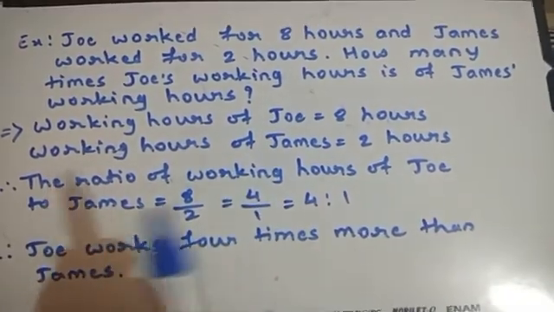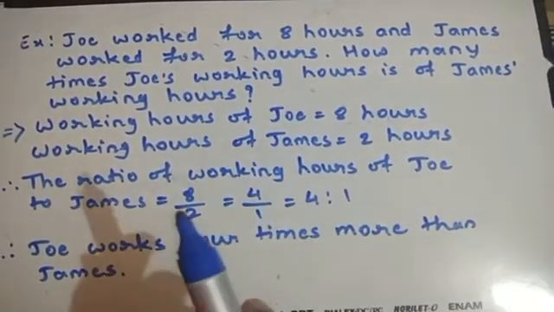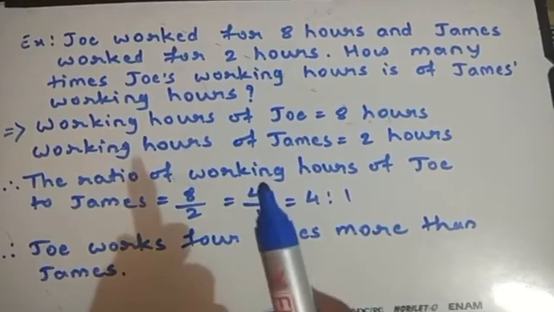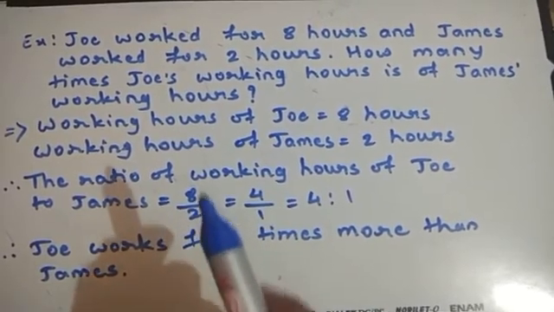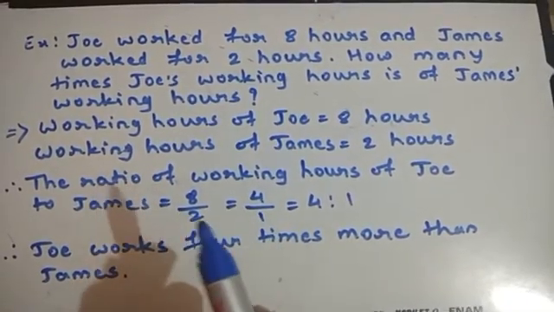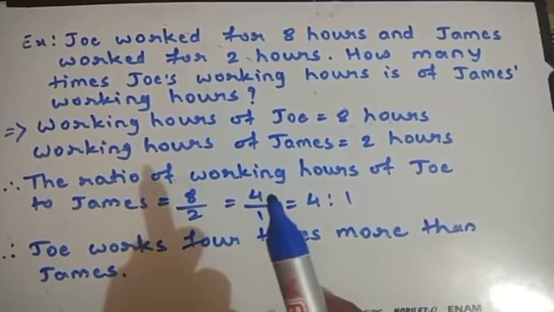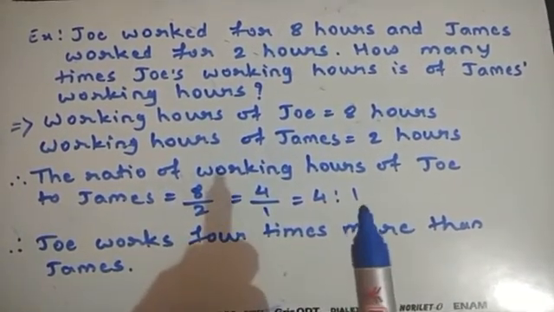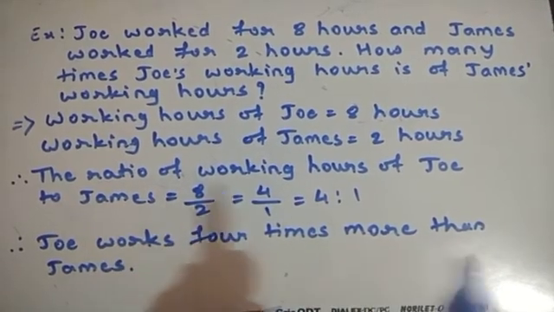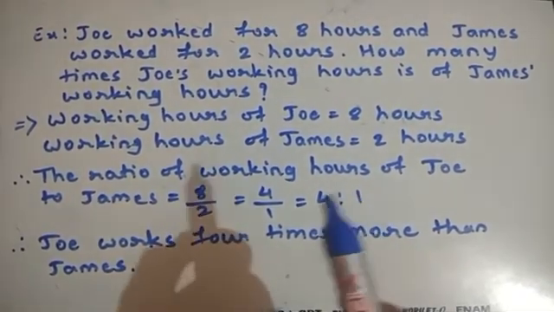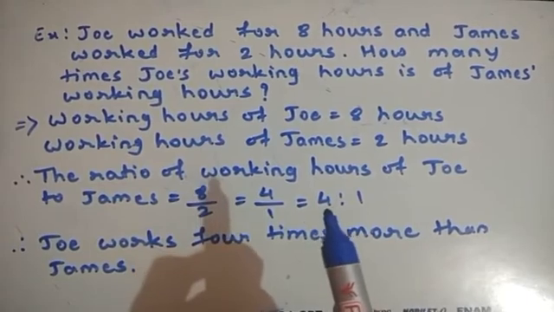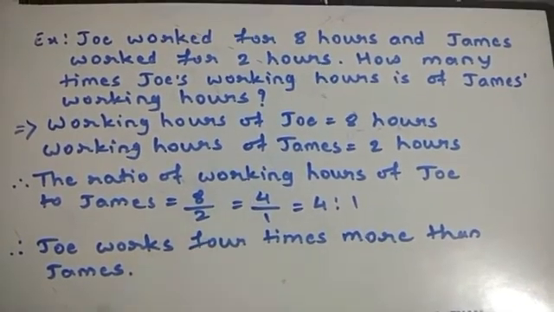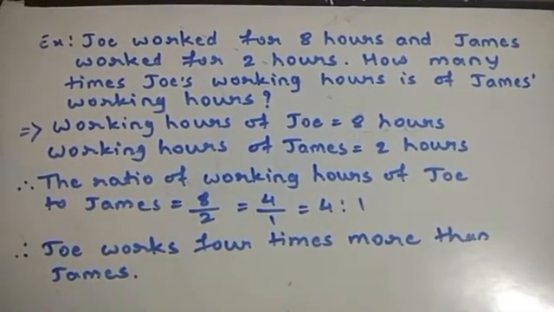Therefore, the ratio of working hours of Joe to James is equal to 8 upon 2. That is, both numbers we can divide by 2. Therefore, 2 4s are 8 and 2 1s are 2. Therefore, the ratio is 4 upon 1. That is 4:1. Therefore, by this ratio we can say that Joe works 4 times more than James. Here see, Joe works 4 times more than James. So in this way we can compare two quantities.